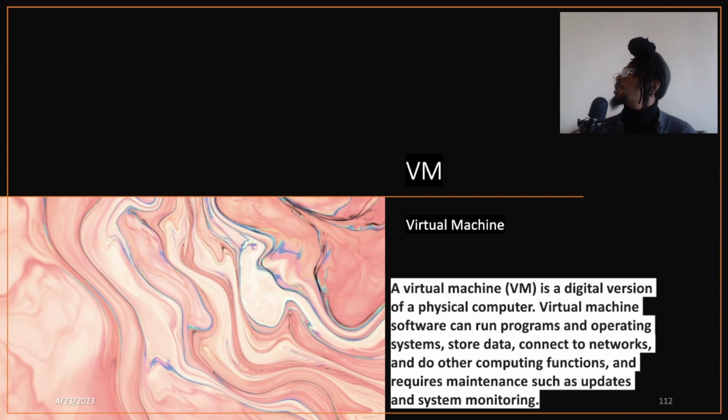VM, Virtual Machine. A virtual machine is a digital version of a physical computer. Virtual machine software can run programs and operating systems, store data, connect to networks, and do other computing functions, and do other computer functions such as maintenance and updating and system monitoring.